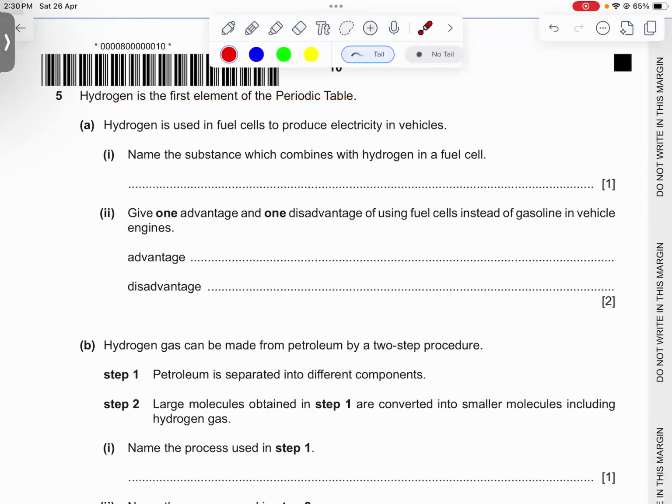Hydrogen is the first element of the periodic table. Hydrogen is used in the fuel cell to produce electricity. Name the substance which combines with hydrogen in a fuel cell. All right, so which substance combines with hydrogen? Oxygen. Very good.